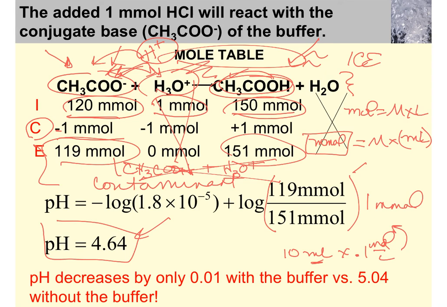What was the pH to begin with? It was 4.65. Unreal. So we only changed the pH with this acid contaminant by 0.01. And remember, we changed it 5 whole units in pure water. So that kind of gives you an idea of how effective buffers can be.